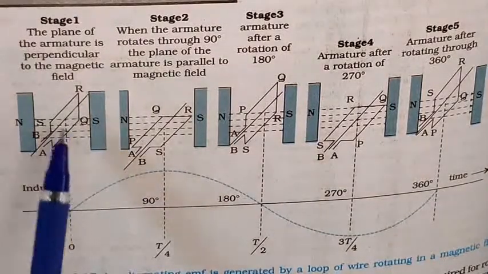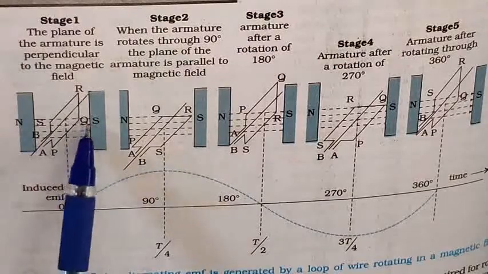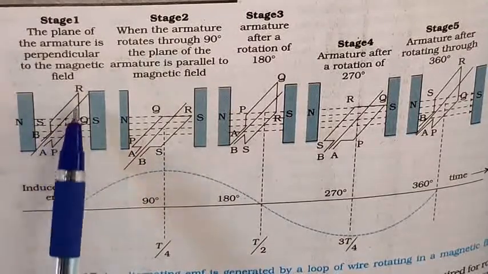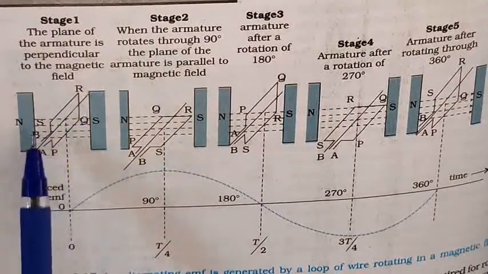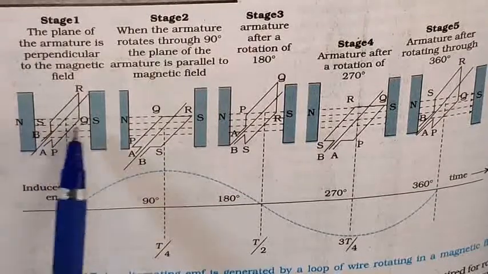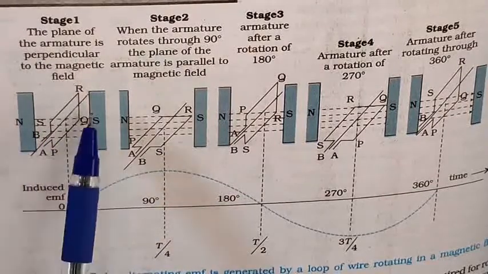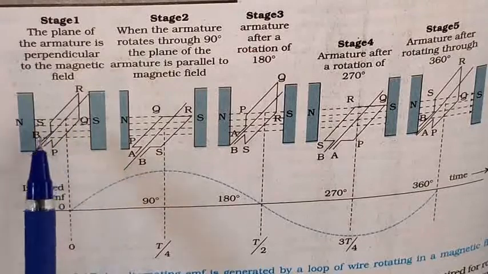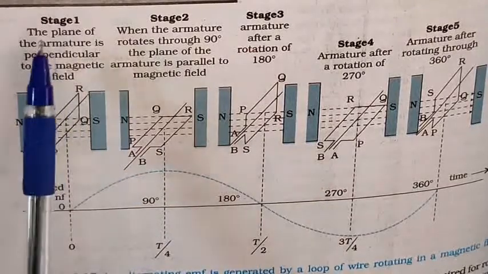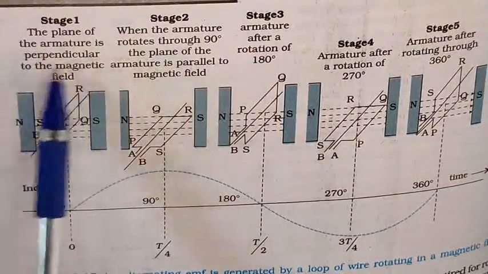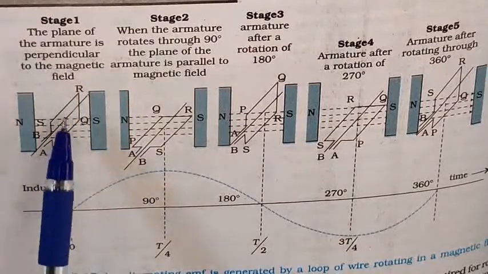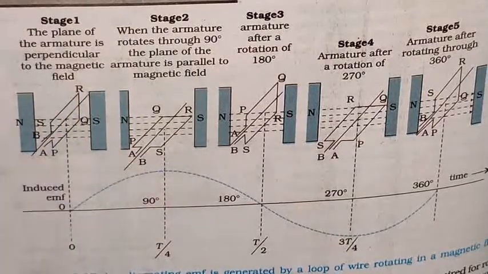See here, this is the armature P, Q, R, S. This armature is here, and N and S are the north and south pole of the magnet. In between is the armature. The first stage is the plane of the armature is perpendicular to the magnetic field. See, the armature is perpendicular to this field here.